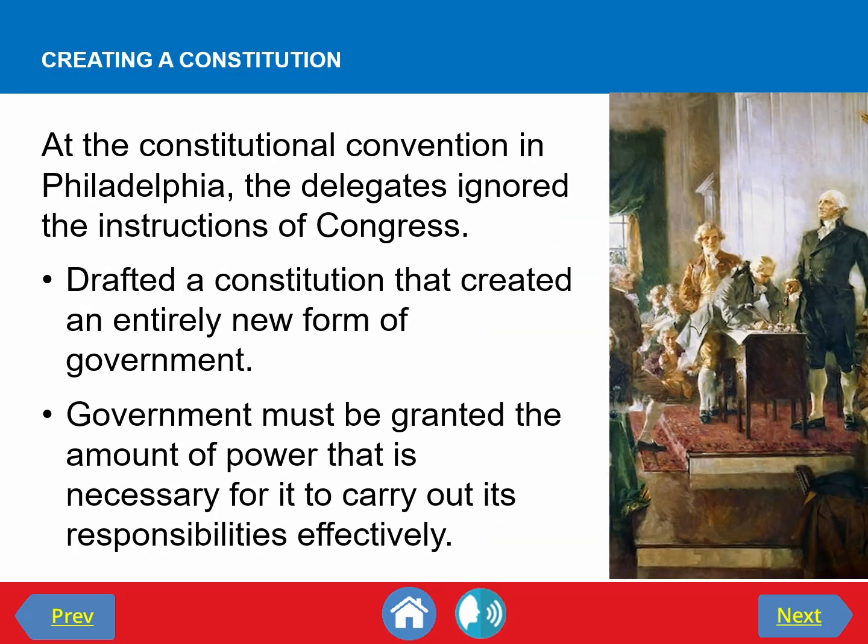The delegates to the Philadelphia Constitutional Convention ignored the instructions of Congress, choosing instead to write an entirely new constitution. Prominent delegates including George Washington, Benjamin Franklin, and James Madison were determined from the outset to create a strong central government. They had come to understand the foolishness of the idea that small government is always the best form of government. The lesson of the Articles of Confederation was that government must have the power necessary to carry out its responsibilities.